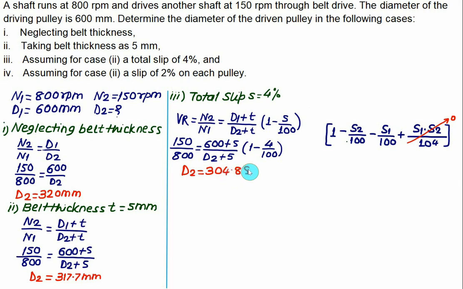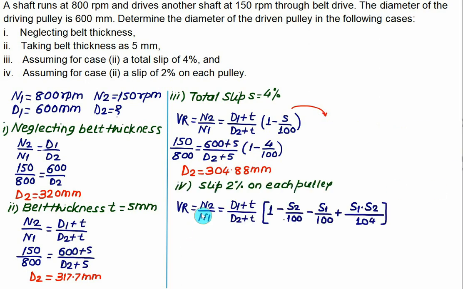304.88 mm. But now the slip is 2% on each pulley. In that case, we'll use this formula instead of the bracket. So this bracket is replaced and we'll consider the effect of S1 plus S2. So in this case, we have VR, N2 by N1, equal to (D1 plus T) upon (D2 plus T) into (1 minus S2 by 100 minus S1 by 100 plus S1 S2 divided by 10 to the power 4).